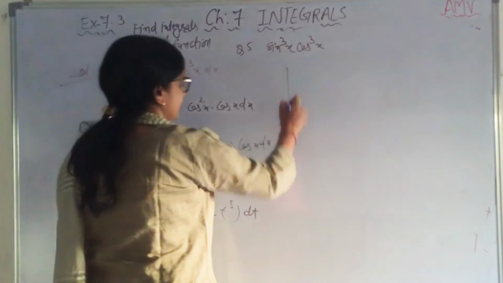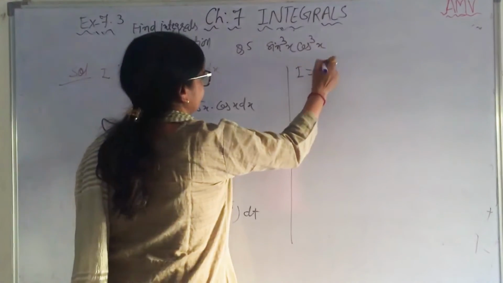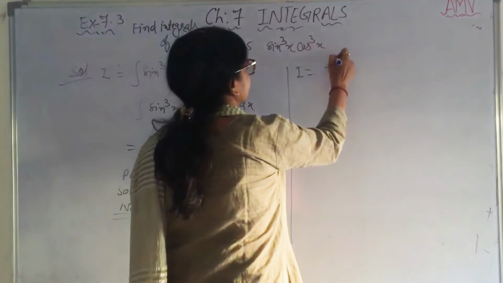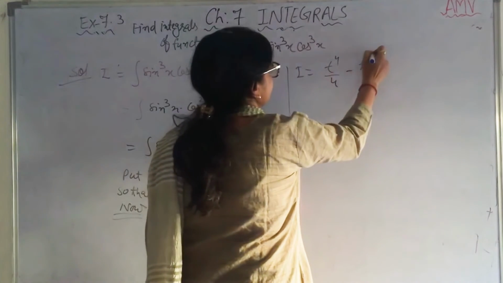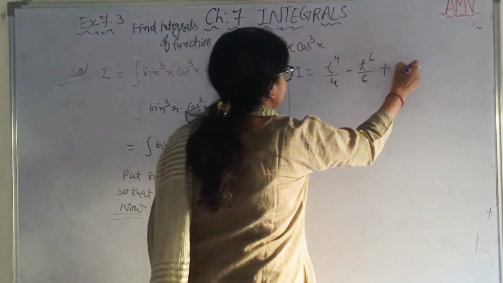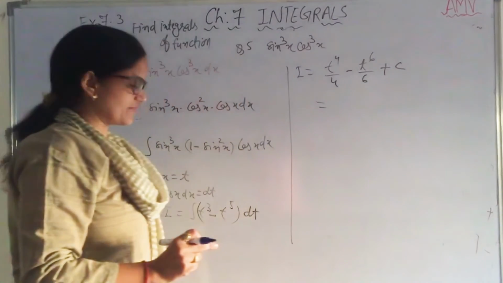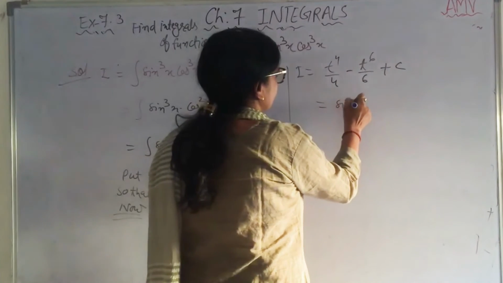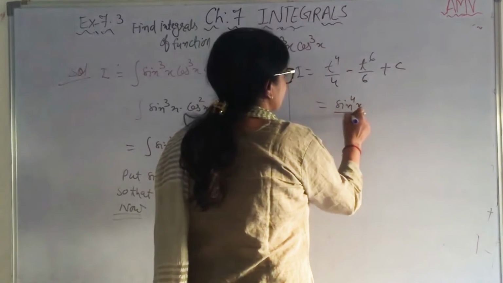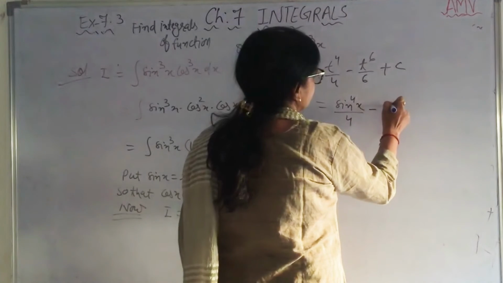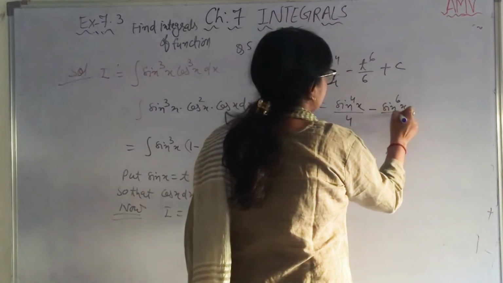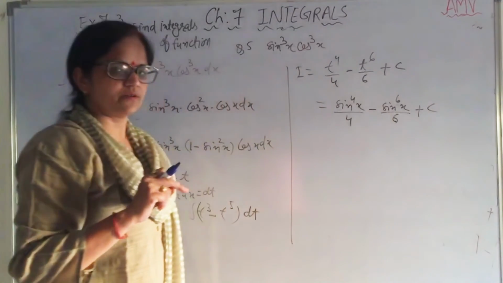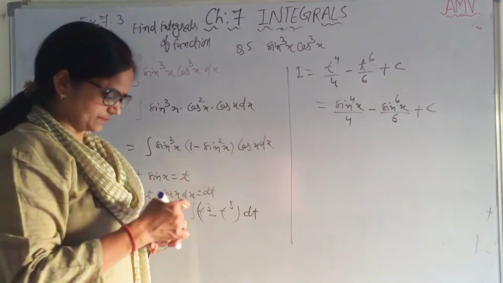Now integrating, you will get t^4 by 4 minus t^6 by 6 plus c. Now substitute the value of t. Here t is sin x. So it is sin^4 x by 4 minus sin^6 x by 6 plus c. Okay, now move on to the next question.